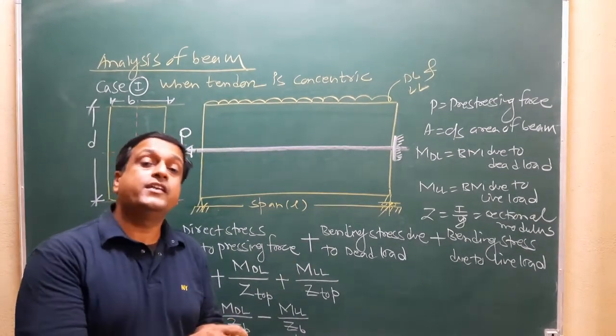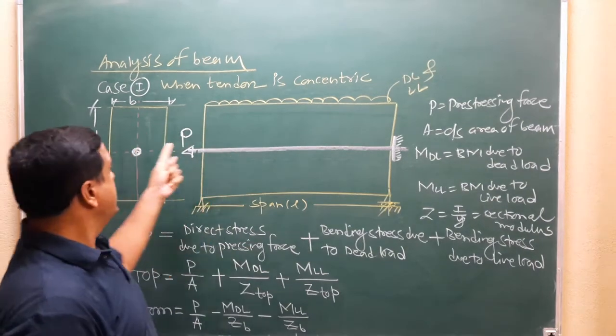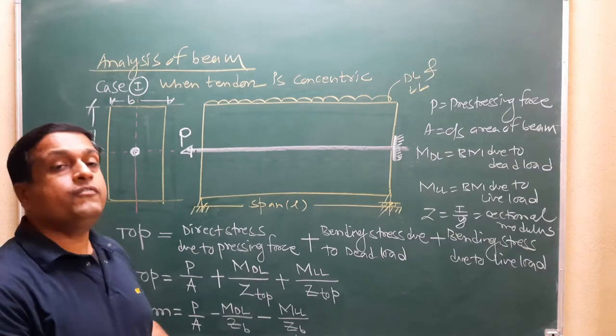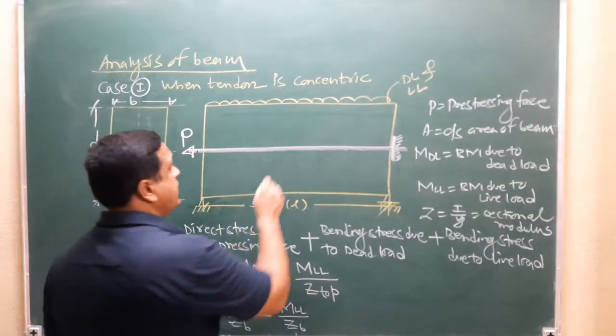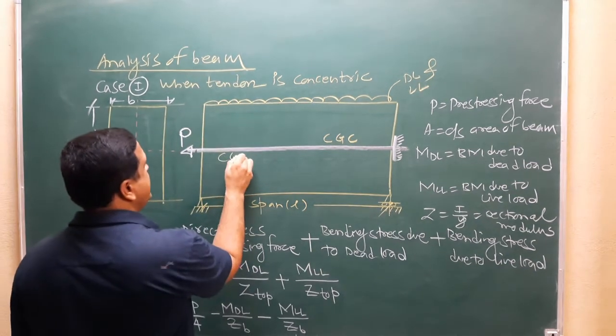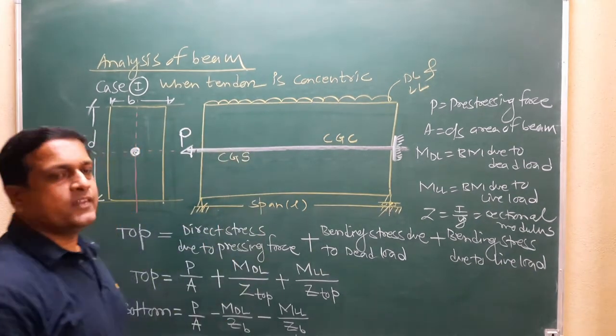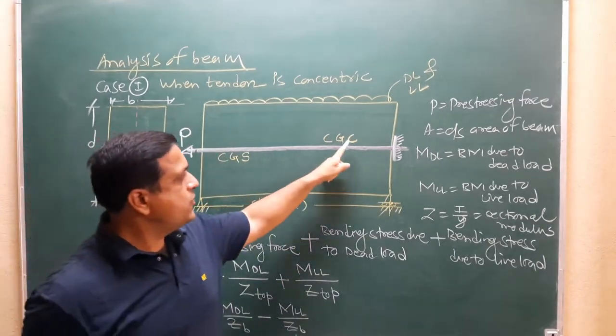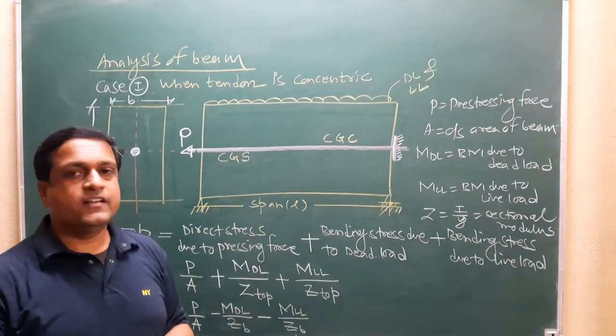When the tendon is concentric, that means there is no eccentricity of this force with the CG of concrete. So here the CG of concrete and CG of steel is the same. It is on the same line, the CG of concrete and CG of steel.